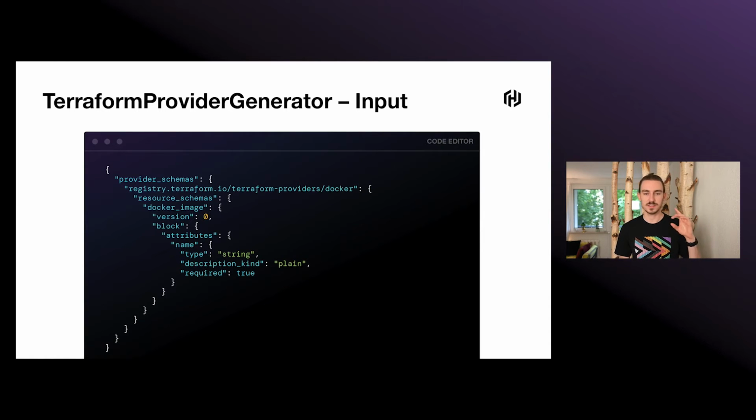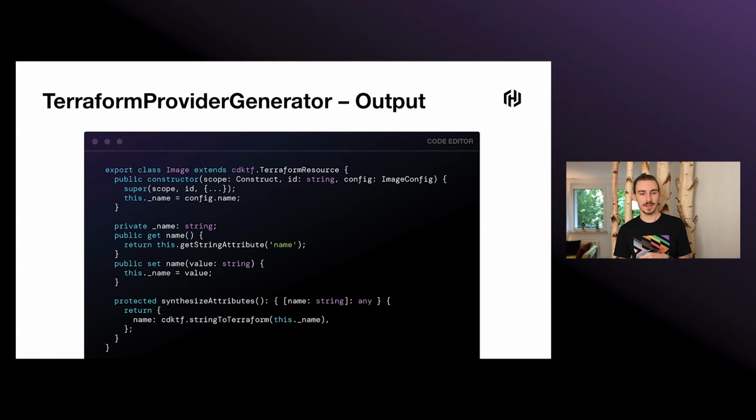But for example, we can see there's an attribute to the Docker image resource, which is called name, and it's required. And if we now have a look back or forward at the output of the Terraform Provider generator, we can see that there's an image resource created, among others, and that one has some name attribute. And it creates some getters and setters and uses that in the synthesized attributes. So in the end, when we are going to interface with Terraform, we can get that information out again from the code in the high-level language like Python, TypeScript.